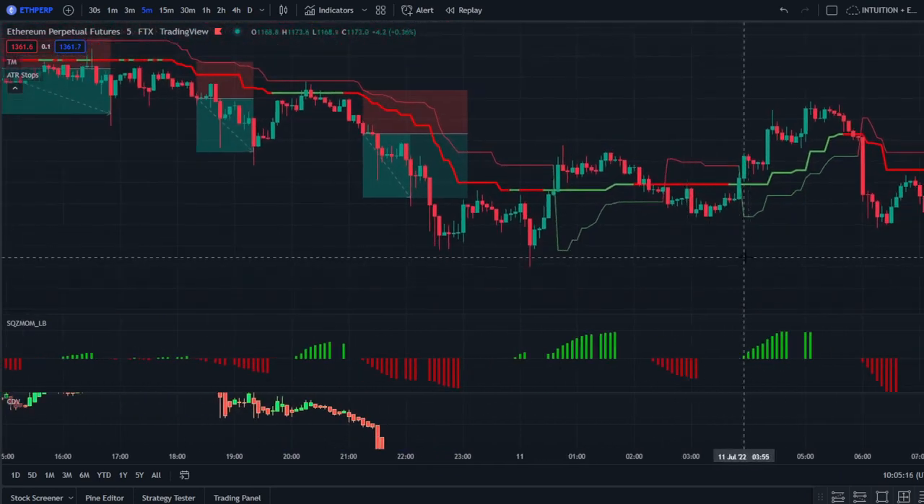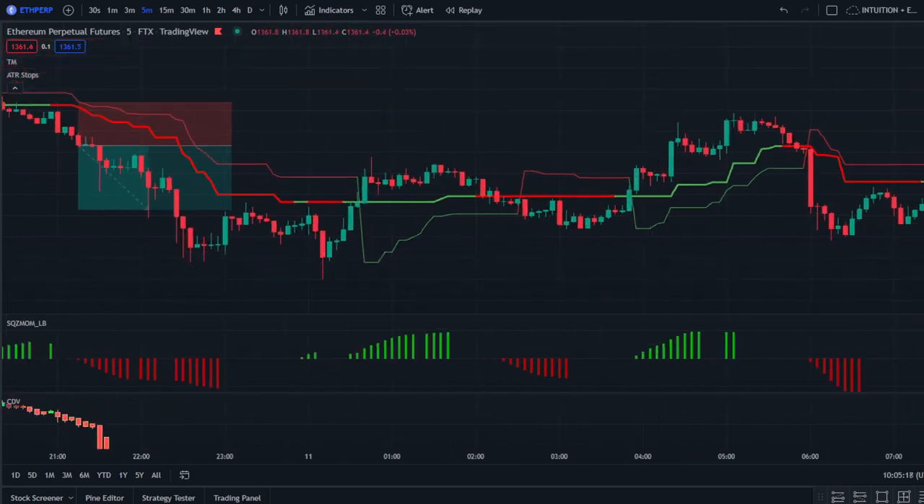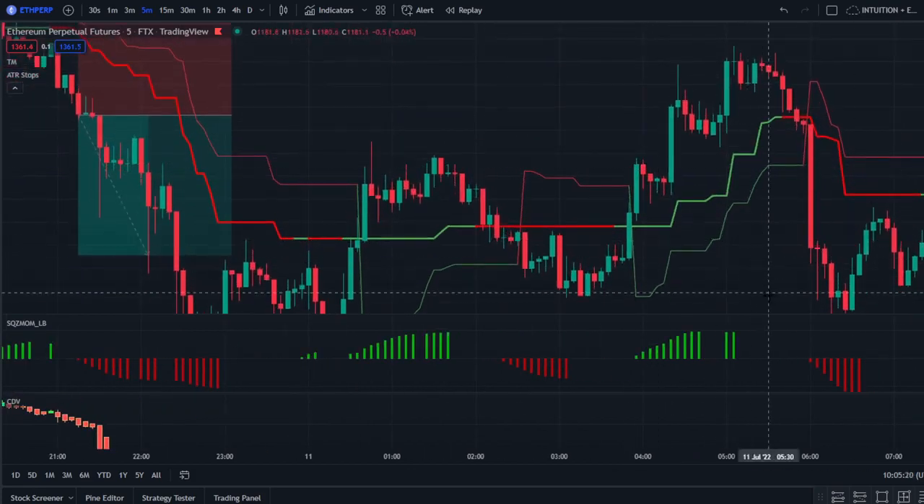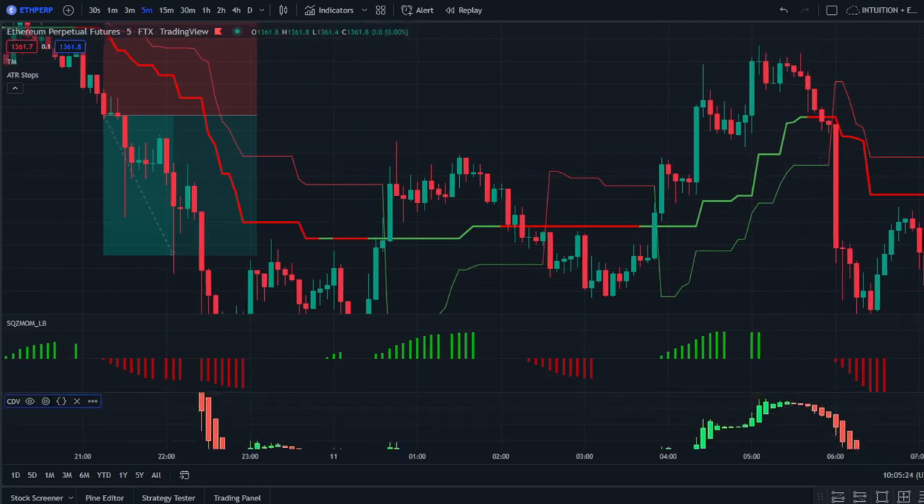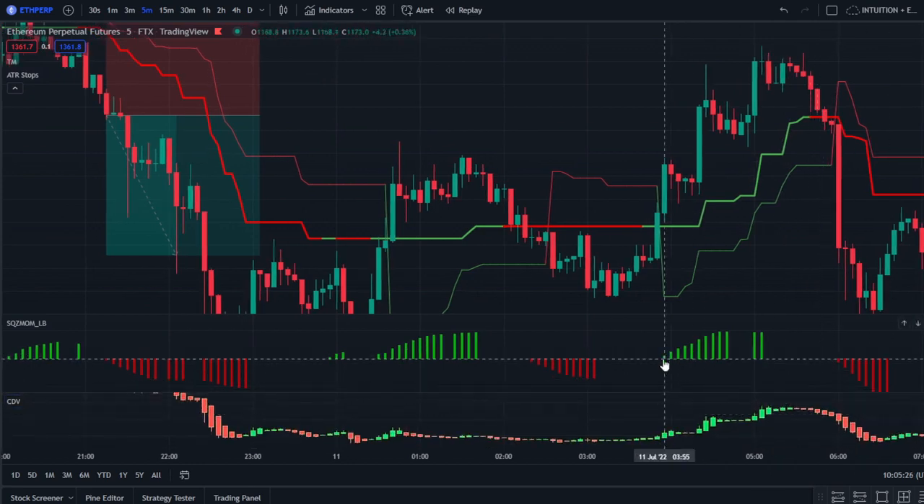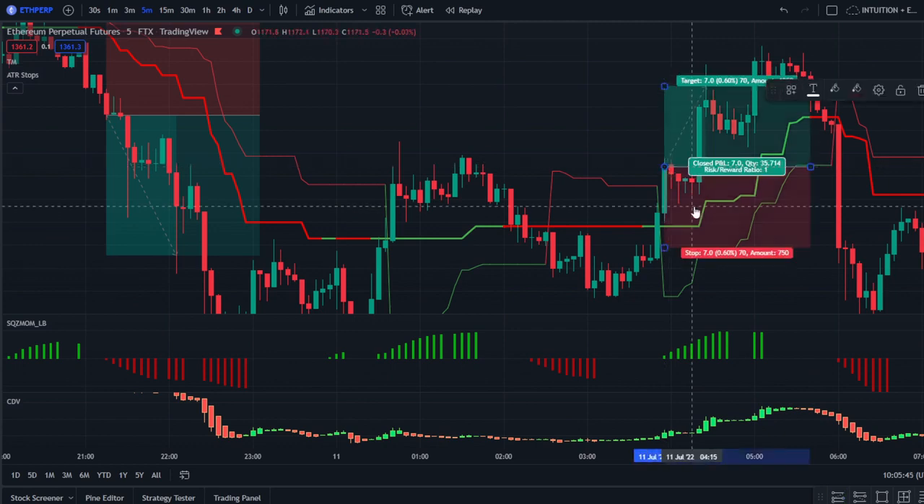So now let me show you how to answer on the long side. Let's zoom in on the cumulative delta volume. Right here we have a change in momentum. We have our break above the trend magic, with the trend magic being green in color. Price is above the trend magic, and we have a green on the squeeze momentum together with a green on the CDV indicator, and we'll go long on that candle.